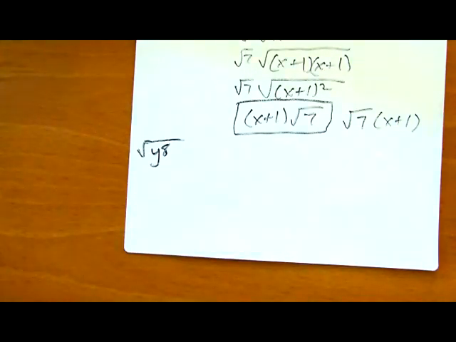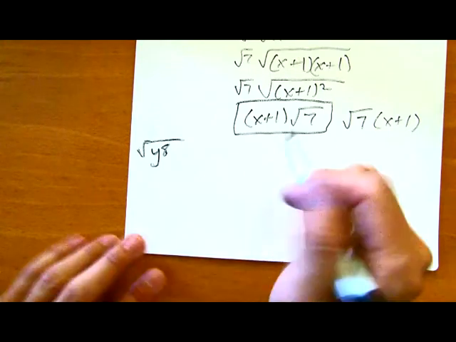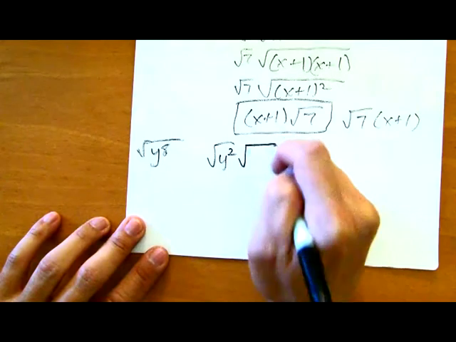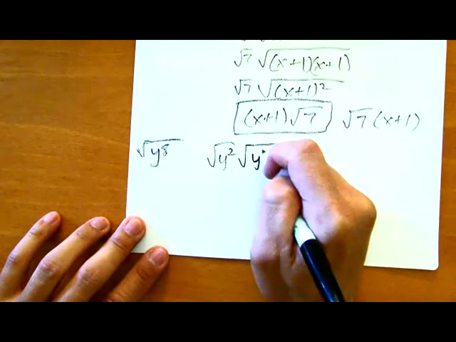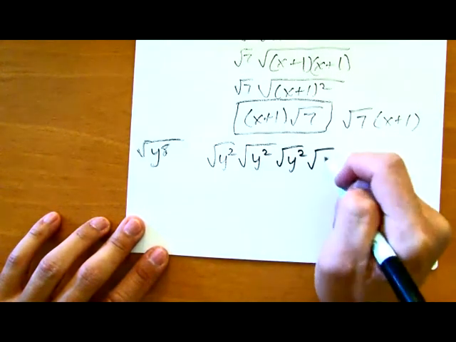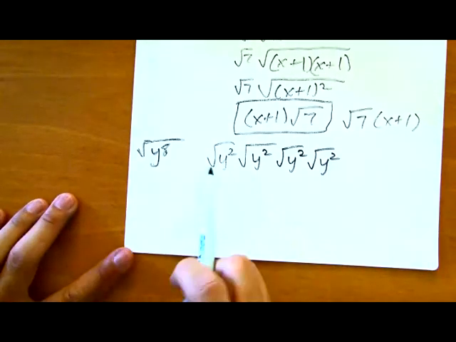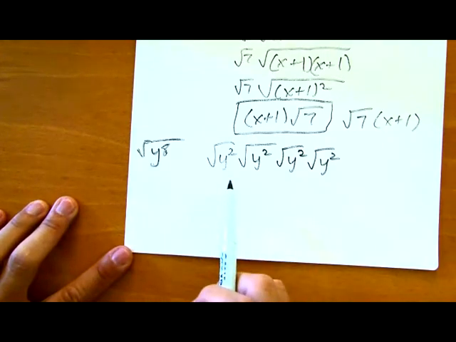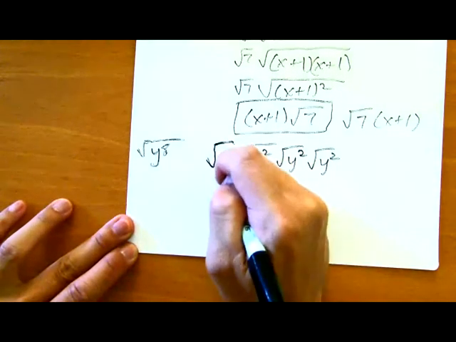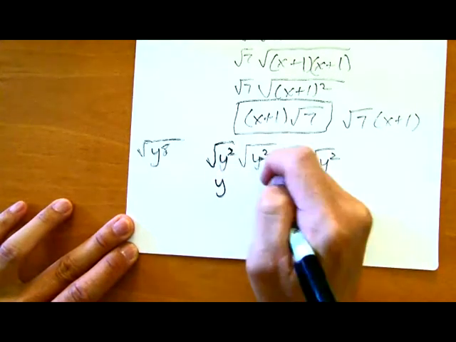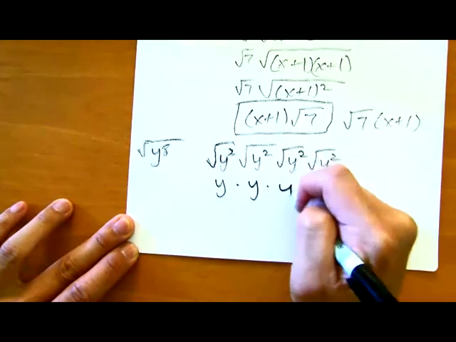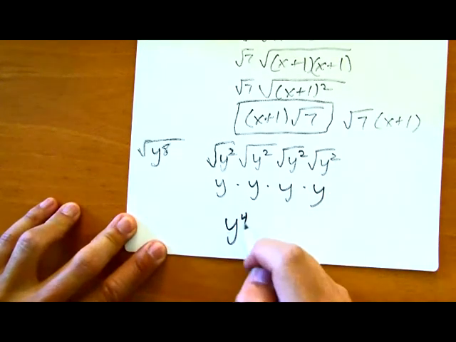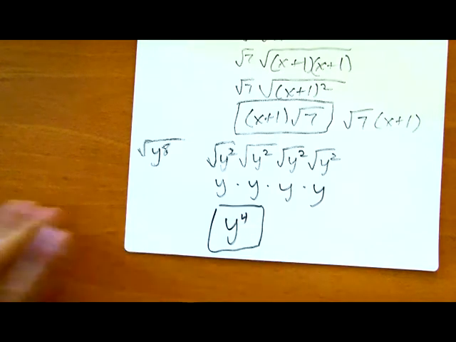Square root of y to the 8th. If I split this up, this is y to the second, y to the second, y to the second, y to the second. Yeah? 1, 2, 3, 4, 5, 6, 7, 8. Yeah, so this is y to the 8th right there. And I can square root each of them separately. So this is y, that is y, and y. So if I multiply that out, it's y to the 4th. That's the square root of y to the 8th.